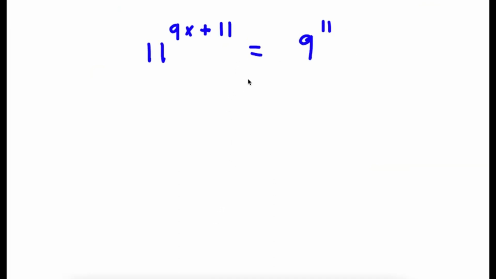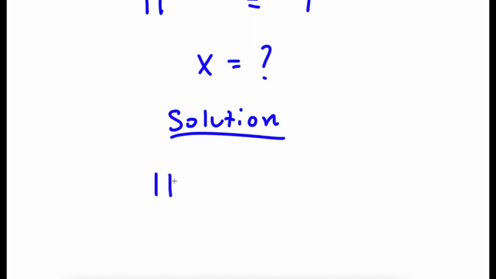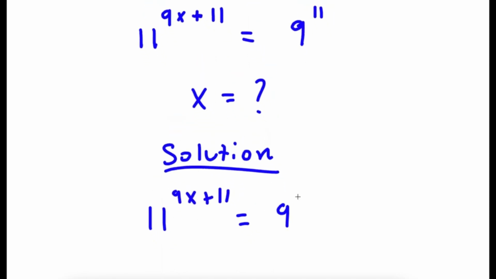All right, so in this problem, I have 11 to the power of 9x plus 11 is equal to 9 to the power of 11. So I want to find the value of x here. So for my solution, first start with 11 to the power of 9x plus 11 is equal to 9 to the power of 11.